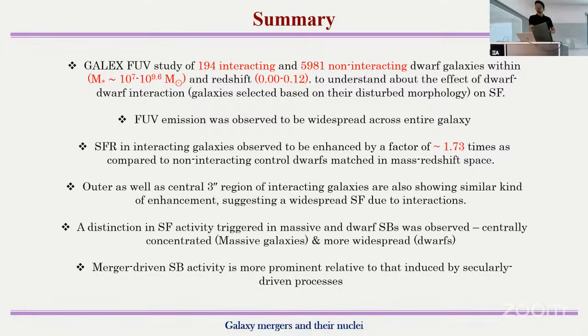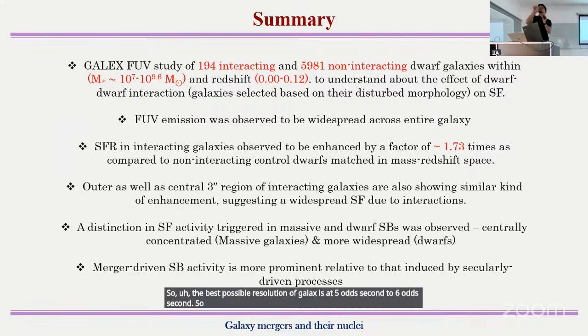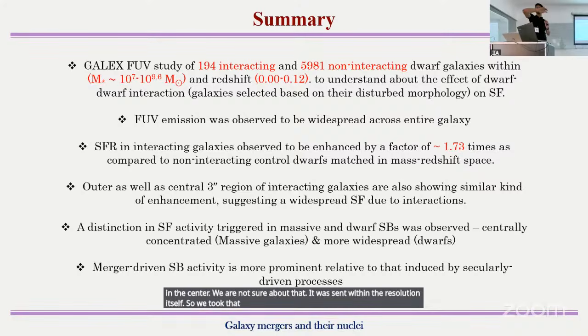Yes, please. You mentioned the flow that R1, R2, R3. How did you decide the radial extent of the galaxy? So the best possible resolution of the galaxies is either 5 arcsecond or 6 arcsecond. So our center region has a diameter of 6 arcsecond. We are not sure about the R25 or the RE of the galaxy. It was done within the resolution itself. So we took that radius, the minimum central diameter of 6 arcsecond, and multiplied by 2 and 3 times, because we can't go beyond that.